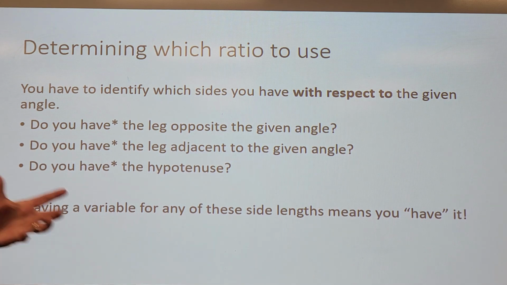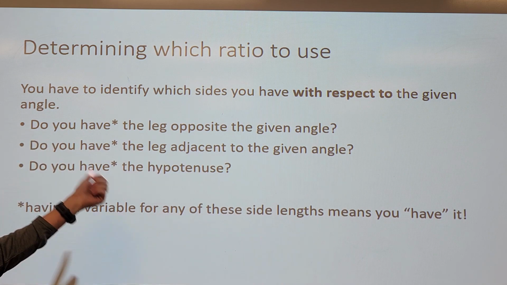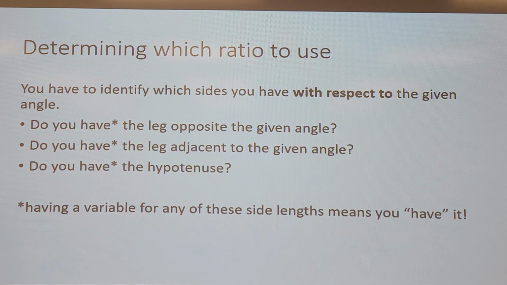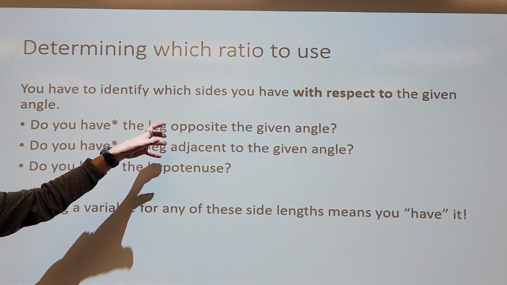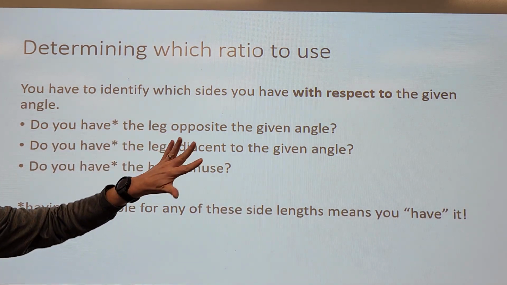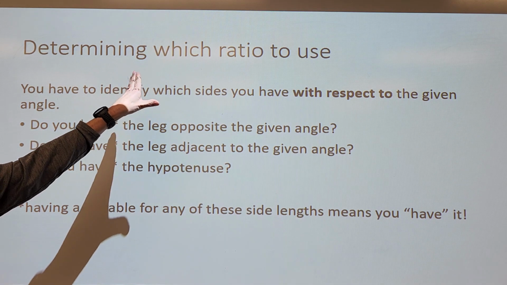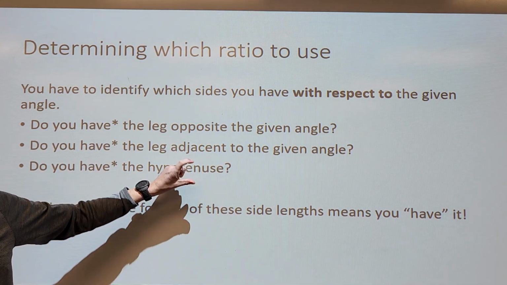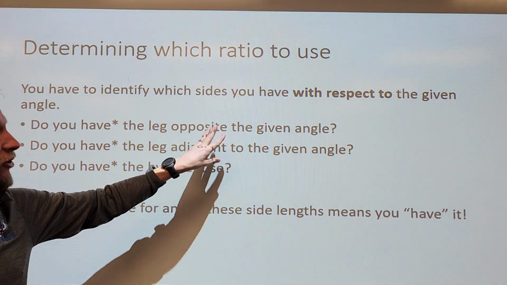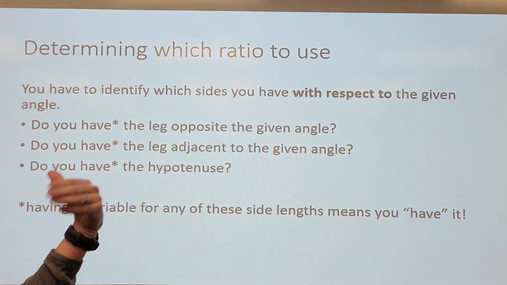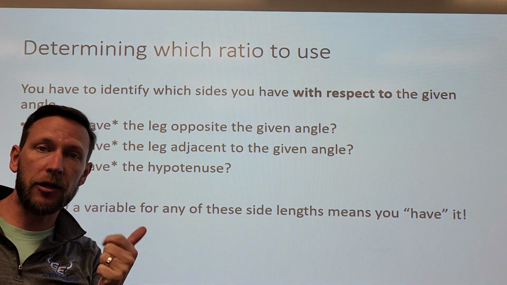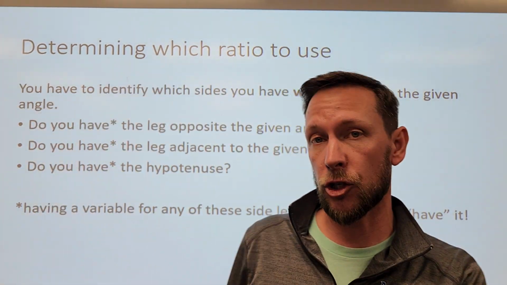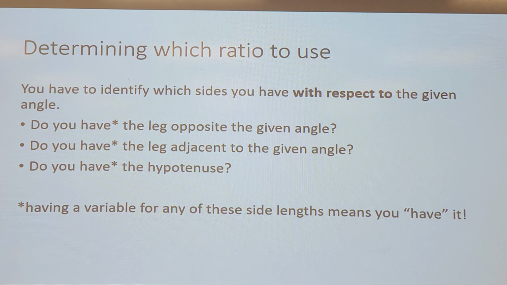And so again, in order to do that, I know that these questions are repeats from our notes, but we want to ask ourselves, do we have the leg opposite the given angle? Do we have the leg adjacent to the given angle? Do we have the length of the hypotenuse? If we know these things or know variables that represent them, then that means we have it. For the work that we're going to do immediately, the variable is the angle measure. We're going to have numbers for at least 2 of the sides, and our job then is to decide, are we going to use sine, cosine, or tangent to find the measure of the angle in question.